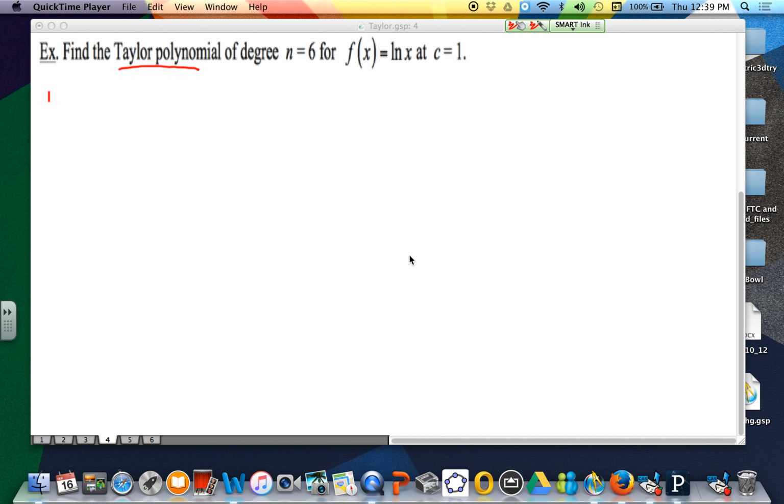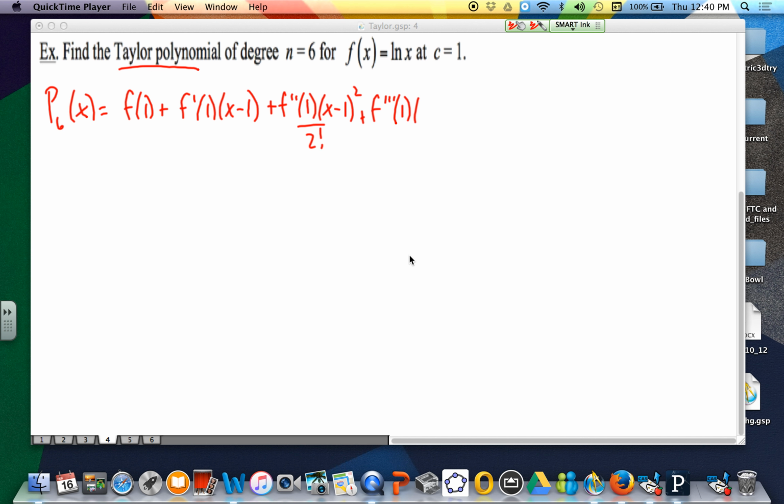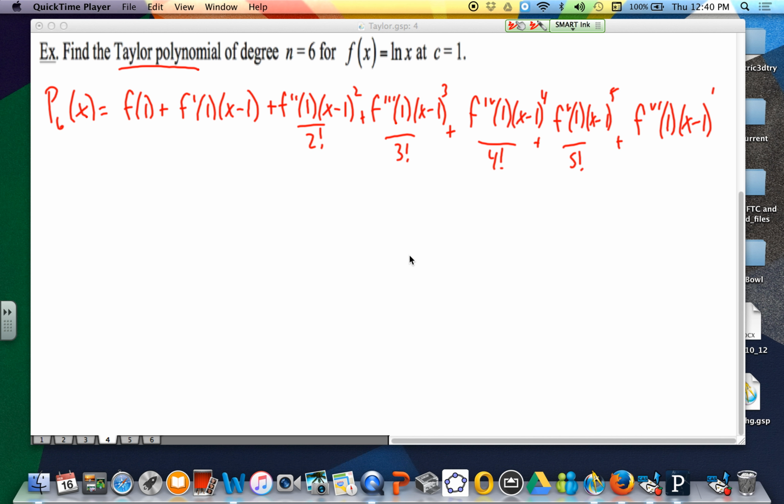So what I would do, my 6th degree Taylor polynomial would be f of 1 plus f prime of 1 times x minus 1 to the 1 divided by 1 factorial plus f double prime of 1 times x minus 1 squared divided by 2 factorial plus f triple prime of 1 times x minus 1 cubed divided by 3 factorial plus the fourth derivative evaluated at 1 times x minus 1 to the 4 divided by 4 factorial plus my fifth derivative evaluated at 1 times x minus 1 to the 5th divided by 5 factorial plus my sixth derivative evaluated at 1 times x minus 1 to the 6th divided by 6 factorial. So that's what we would be doing.